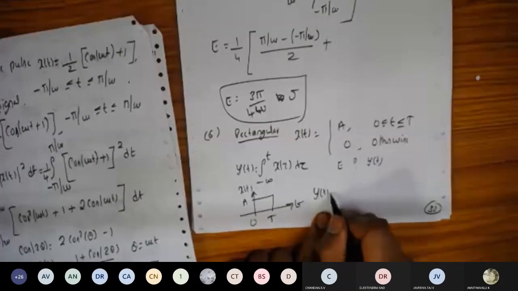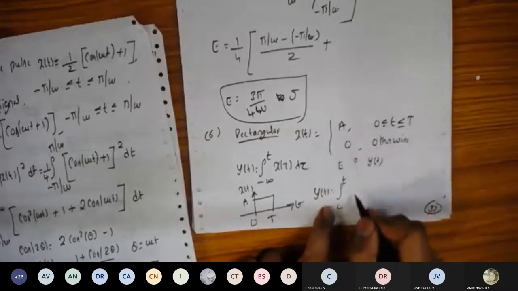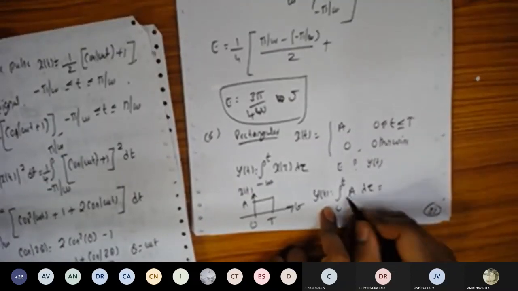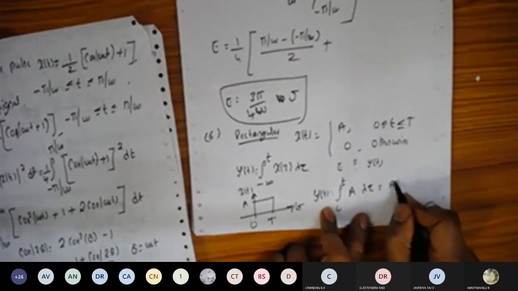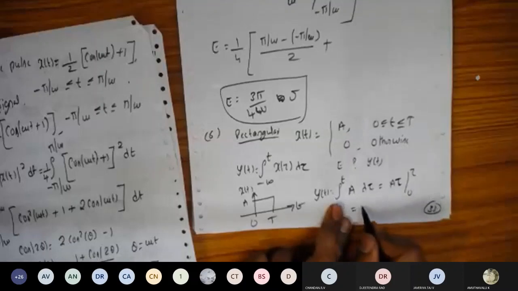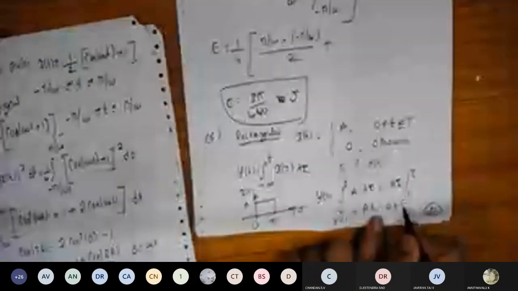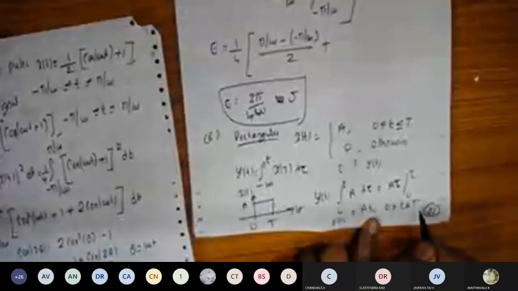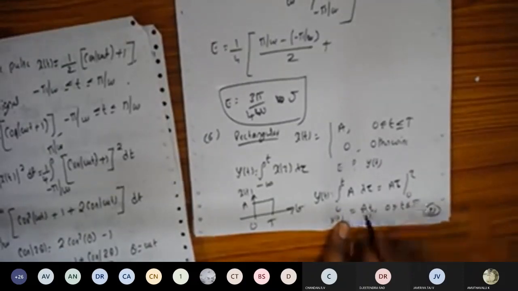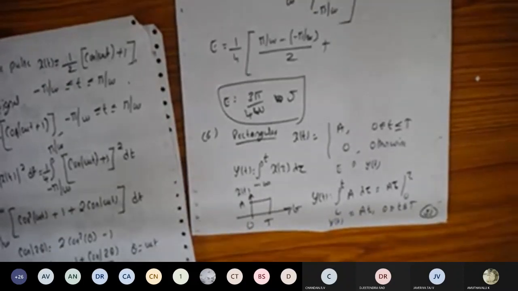So y of t is equal to the integral from 0 to t of x of tau d tau, which is A d tau. The integration of A with respect to tau is A tau. Applying the limits, y of t is equal to A into t, for 0 less than t less than capital T. If t is 0 the output is 0, and as t keeps increasing, the waveform keeps increasing.